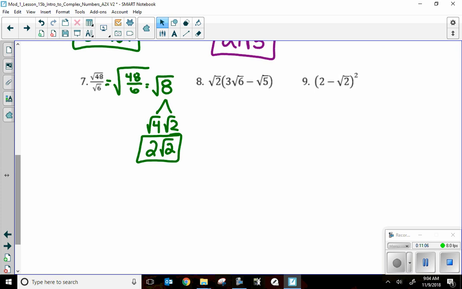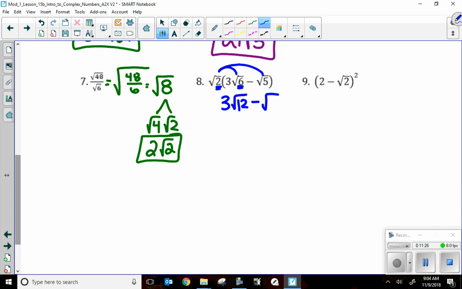I don't think you can really do too much of anything here. Well, maybe a little bit. Let's see. I'm going to distribute in my radical 2. So it's 3 times radical 12, because radical 6 times radical 2 is radical 12, minus radical 10. How come that's radical 10? Because 5 times 2 is 10. There is no perfect square that goes into 10, so I can leave it like that, but let's get a little more practice in here.